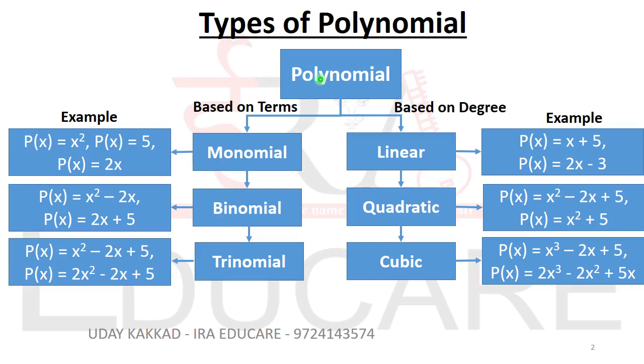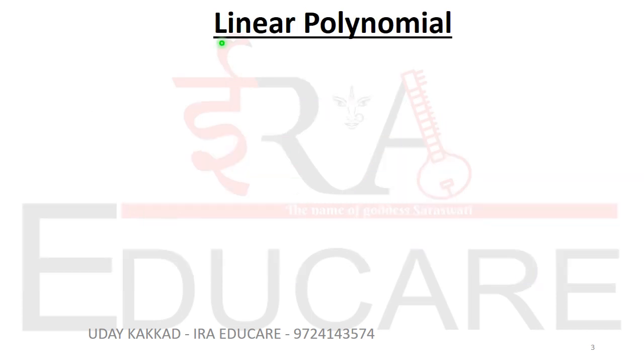We discussed types of polynomial: monomial, binomial, trinomial based on terms, and based on degree there are linear, quadratic and cubic. Today we are going to discuss these three types of polynomials. We are starting with linear. An example of a linear polynomial is p of x is equal to x.